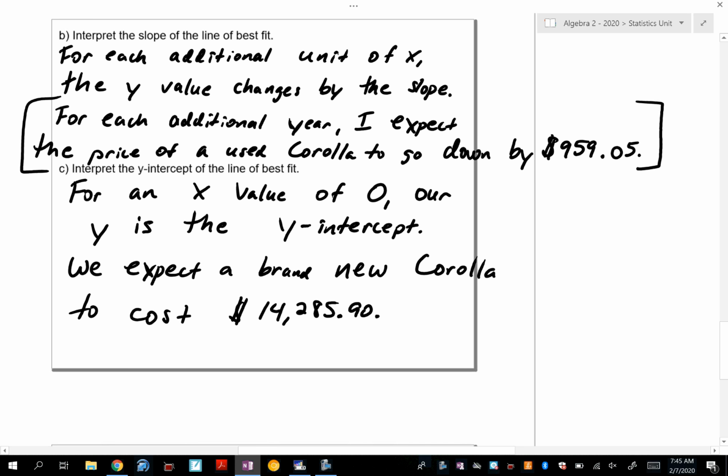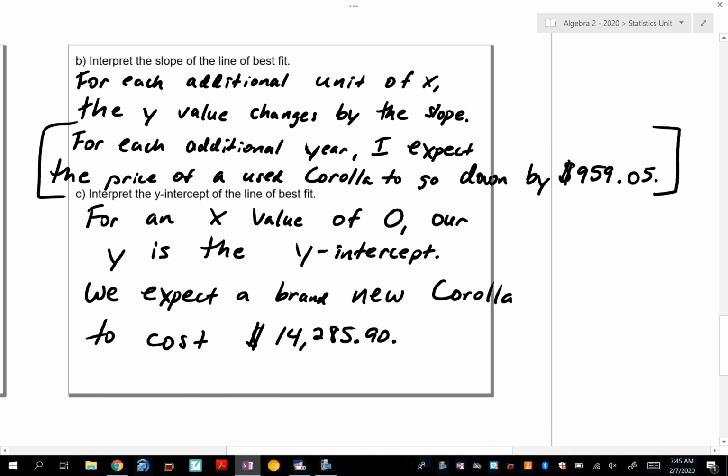Now, after you write that down, what I always ask my seniors is, is that true? If I were to go look at a brand new Corolla in this scenario, will it cost exactly that much money? Probably not, right? So that's why we use the phrase "we expect," because we know deep down it's not going to be exactly that, but we're expecting something around here.